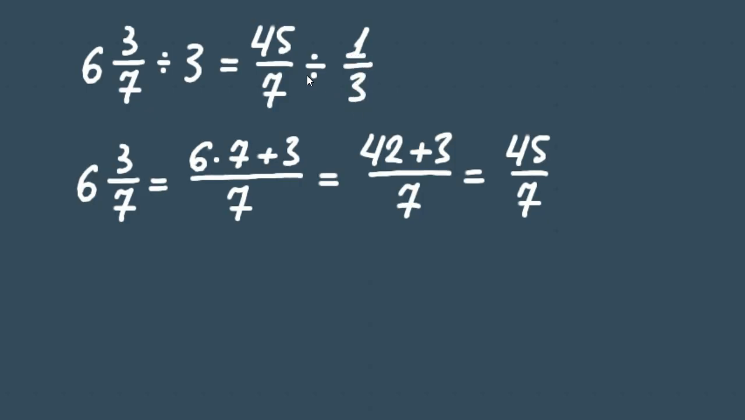And instead of the division sign, I write the multiplication sign. I multiply the numerators and denominators. The numerator is 45. I will write it as a sum of 42 plus 3. This can be divided into two fractions and written as a sum. I divide 42 by 21.